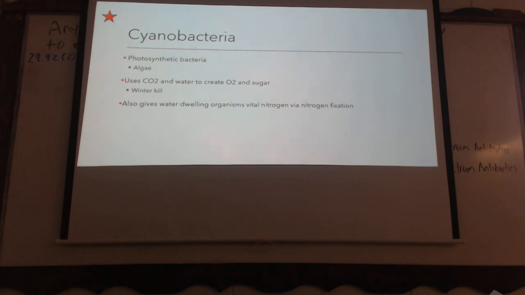Okay, so there's heterotrophs, photoautotrophs, and chemotrophs. What would cyanobacteria be classified as? Photoautotrophs, yep. They use CO2, water, and light, and create O2 and sugar. That's like, if there were two chemical equations for life, that's one of them. CO2, water, and light for O2 and sugar.